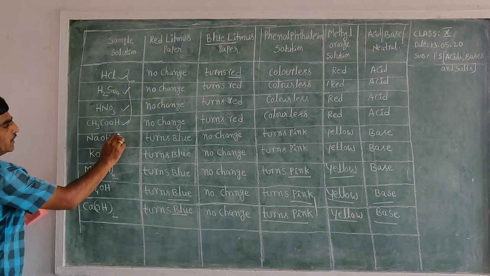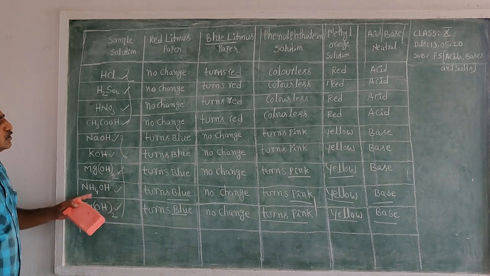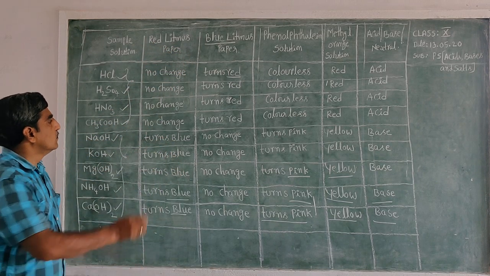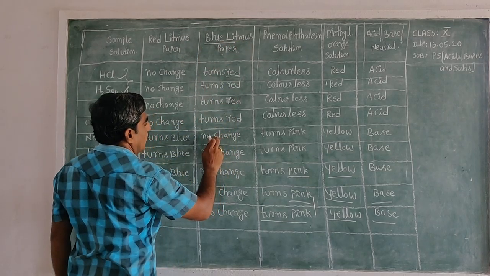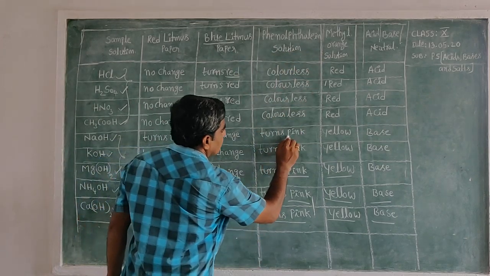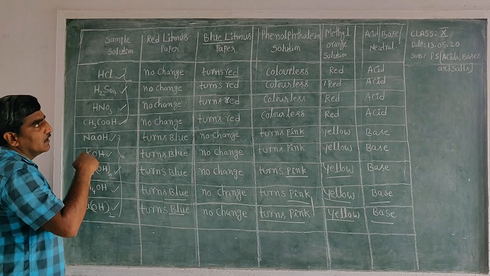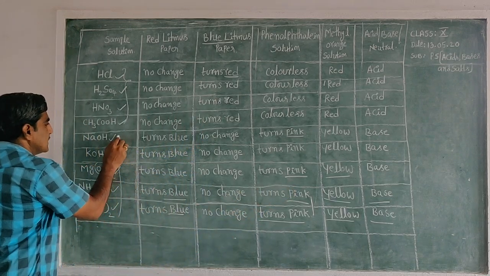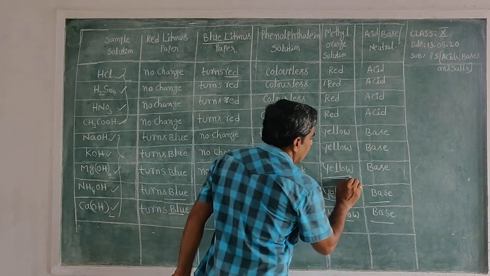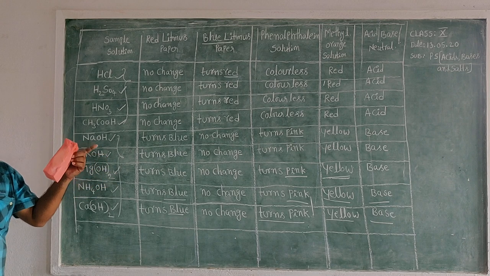NaOH, KOH, Mg(OH)2, NH4OH, Ca(OH)2 tested with red litmus paper turn it blue, and with blue litmus paper the color does not change. With phenolphthalein indicator these samples turn pink, so the color of a basic solution in phenolphthalein is pink. With methyl orange indicator they turn yellow, hence these are called bases. So this is the main important table, and every student can note it down in their notebook.